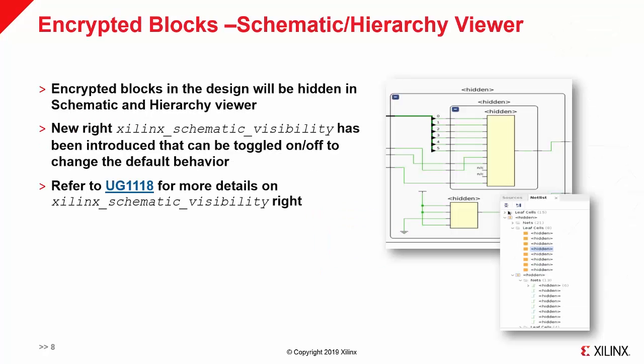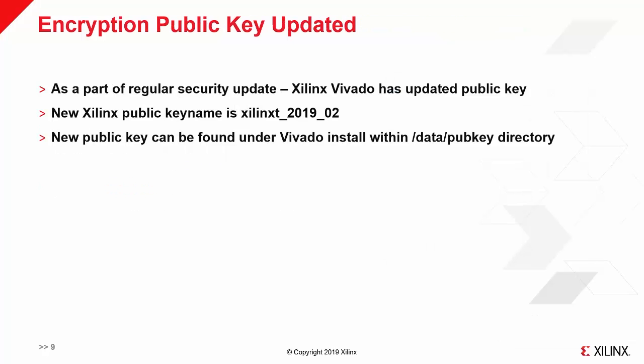In 2019.1, we're enabling a new encryption feature for custom IP blocks. By enabling the Xilinx schematic visibility right during encryption of your IP, the contents of that IP will be hidden from the schematic and the hierarchy views. For more information about this feature, please refer to UG1118. As part of our regular security update in 2019.1, we've changed the Vivado public key. If you're encrypting your IP, please use the latest public key for encrypting your sources. It's located in the Data Pub Key folder.